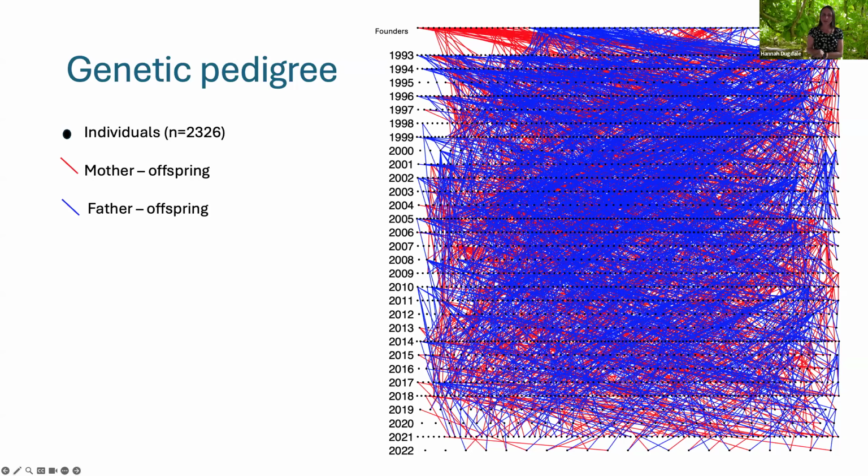And this is the genetic pedigree that we have. We've got over 2,000 individuals. And you can see, hopefully, it might be a little bit slow loading, but you can see the dots are the individuals. The red line goes from a mother to offspring, and overlaying those are the blue lines from the father to offspring.